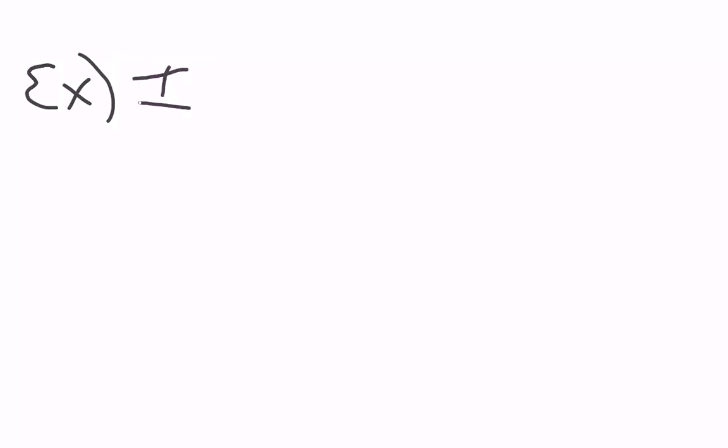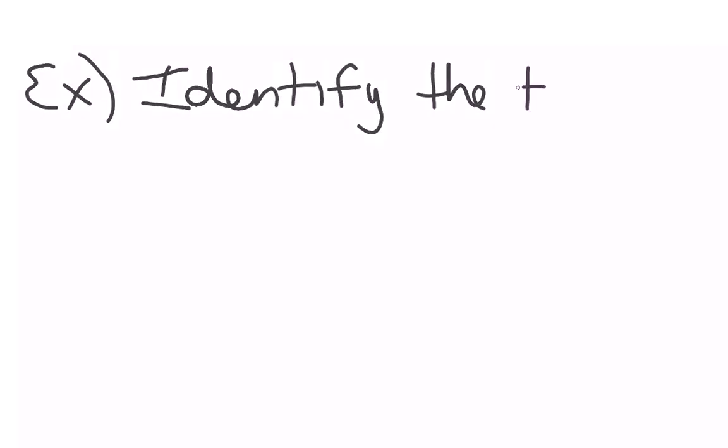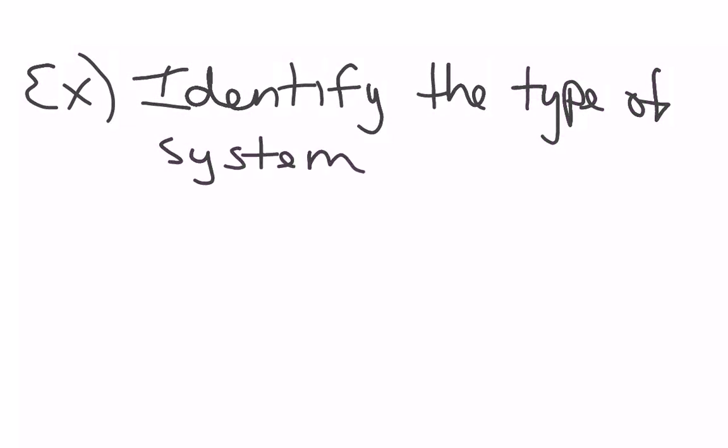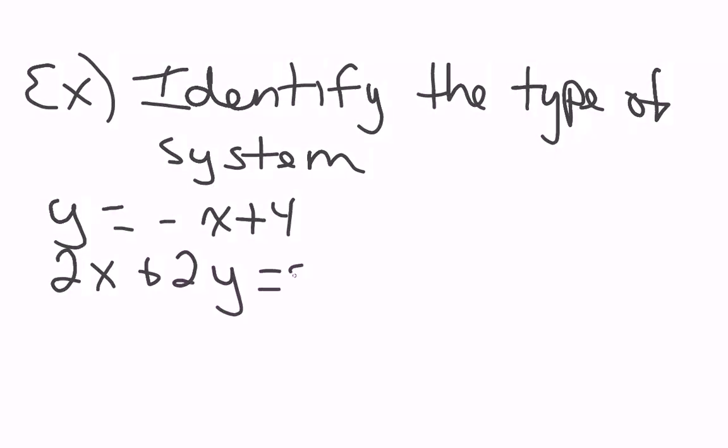The first one is identify the type of system. So there are three different types that we'll talk about. So let's take a look at the example first of all. So here's our system of equations.